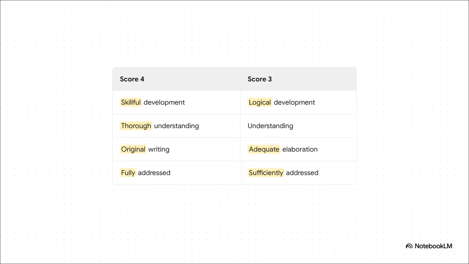Okay, let's put these side by side because this is where it all clicks. This is the key difference. Notice the words. A 3 is logical and adequate. A 4 levels that up to skillful and thorough. A 3 addresses the other side sufficiently, but a 4 does it fully. A 4 pushes for that original student writing, while a 3 has adequate elaboration. You see? It's the difference between doing the assignment correctly and truly mastering it.